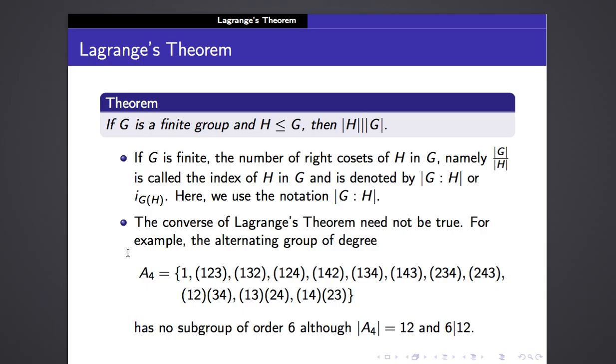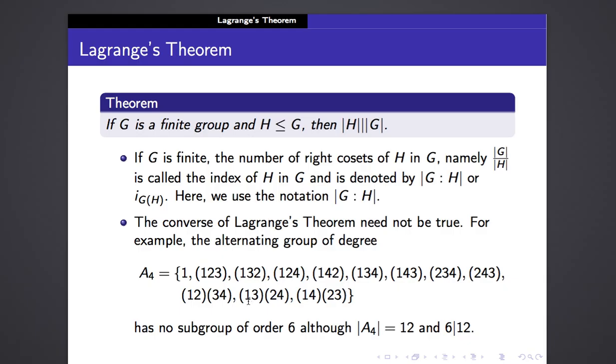The converse of Lagrange's theorem need not be true, by the way. For example, the alternating group of degree 4. I'm supposed to say degree 4 here, that's missing again, so I'll fix that after this lecture. So A4 has the following elements.